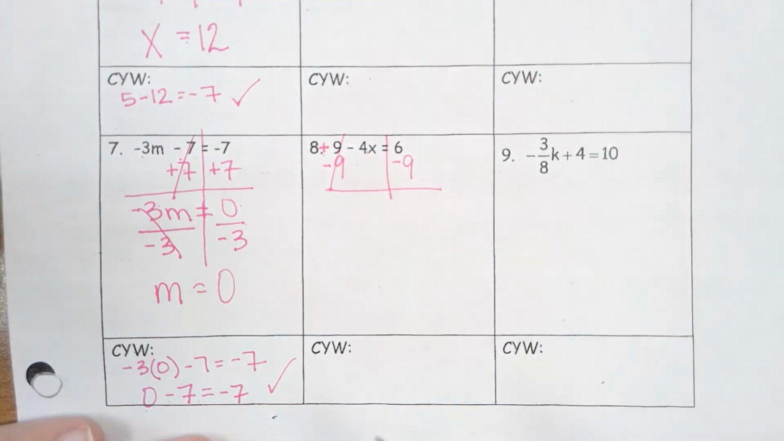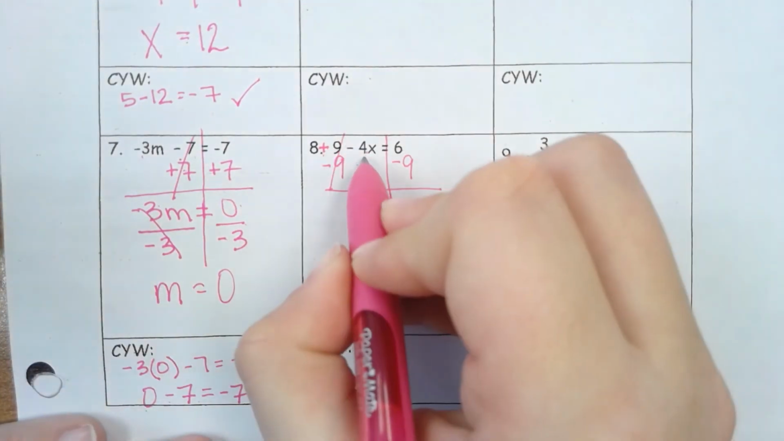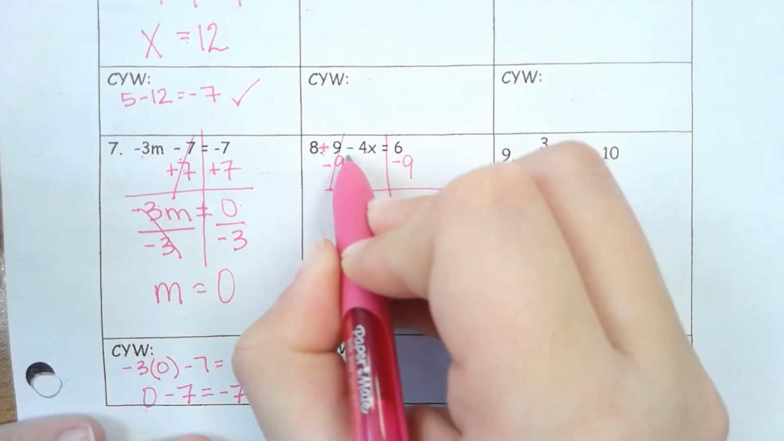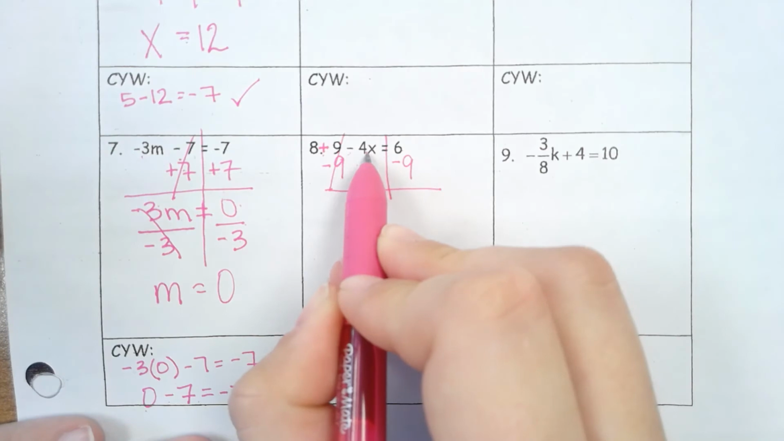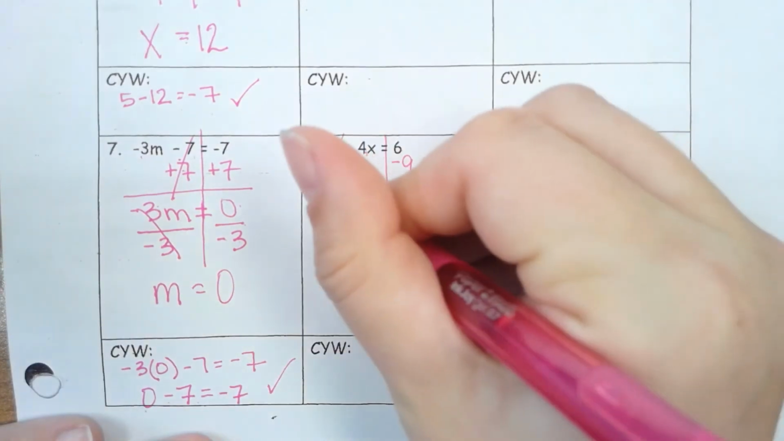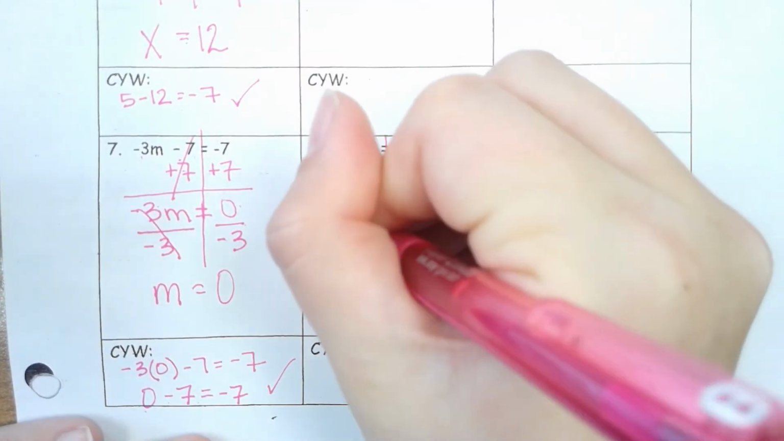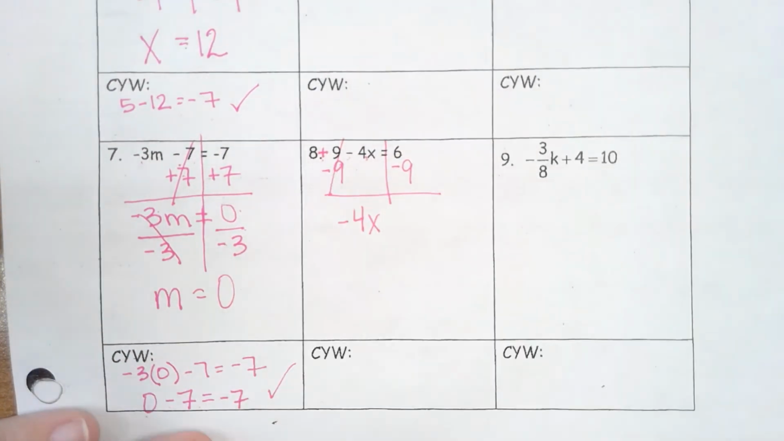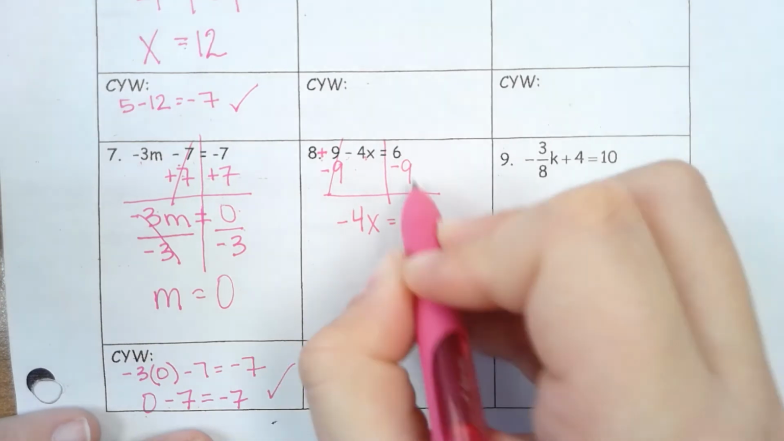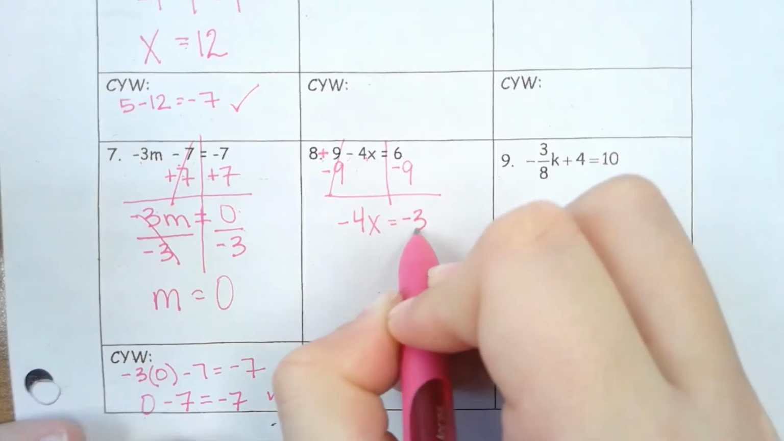So your 9's cancel because that equals 0. Remember that minus sign. Do you guys see how after I crossed out the 9's, that minus sign now looks like a negative? So when I bring down that 4x, do not forget to bring down that minus sign so that our 4x now becomes a negative. And then 6 minus 9 equals negative 3.